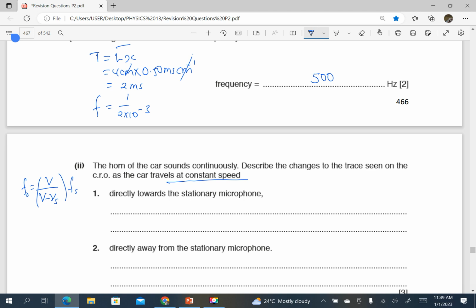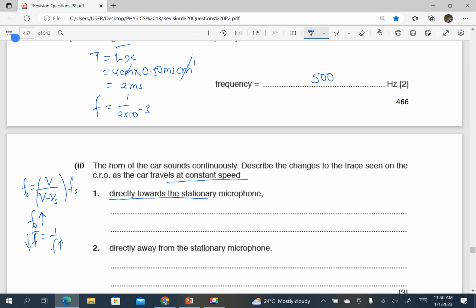That's why the changes to the trace seen on the CRO as the car travels at a constant speed, directed towards the stationary microphone: if it is towards the stationary microphone, the frequency is higher. So F naught is increasing if it is towards. If F naught is increasing, remember period is inversely proportional to F. If F is increasing, the period is decreasing.